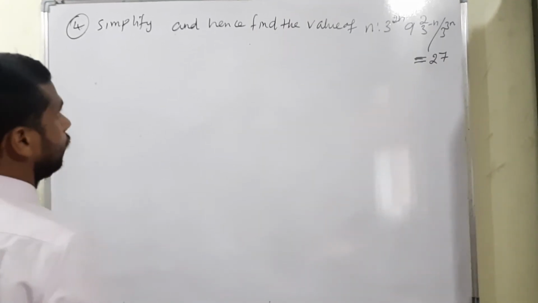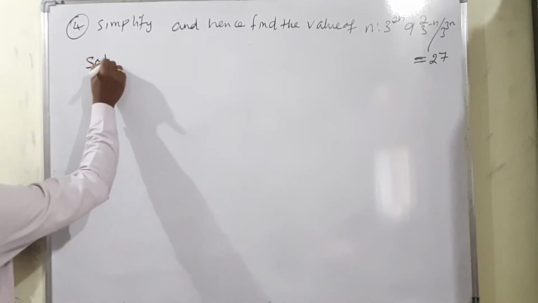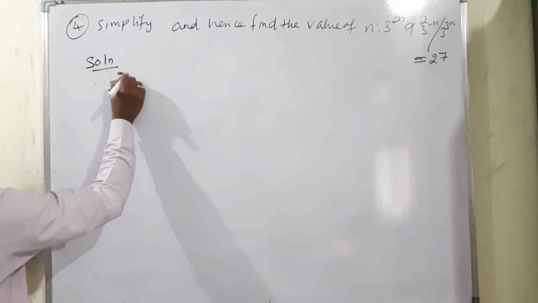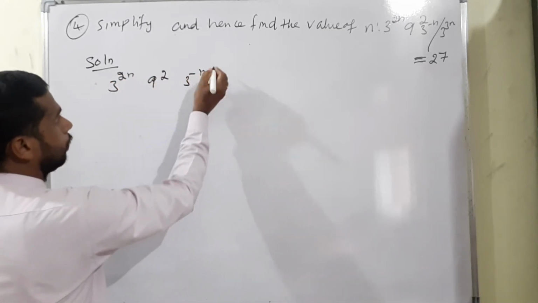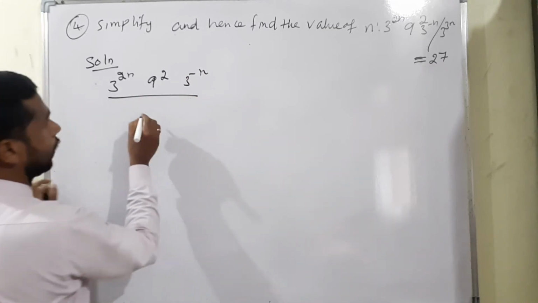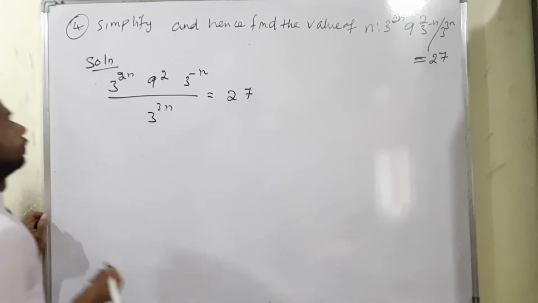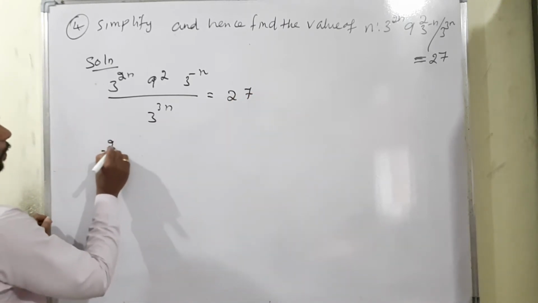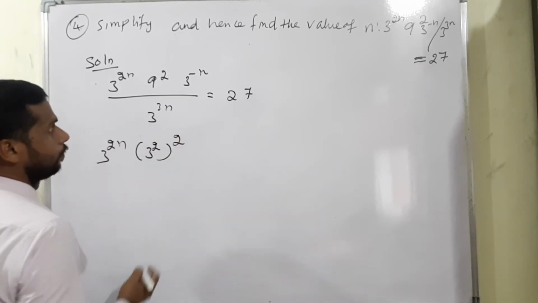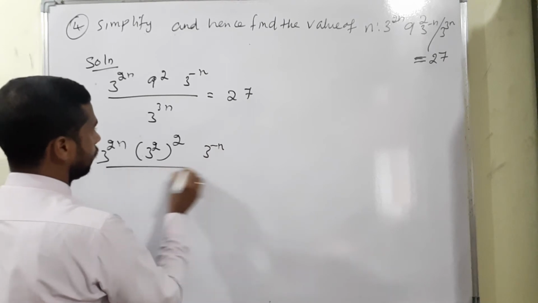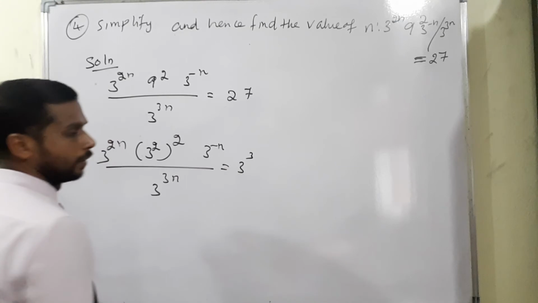Question number 4. Simplify and hence find the value of n. The condition: solution 3 to the power 2n into 9 square, then 3 to the power minus n, the whole term divided by 3 to the power 3n is equal to 27. Now, 3 to the power 2n as it is, 9 we can split now as 3 square, the power of 2, then 3 to the power minus n, the whole term divided by 3 to the power 3n. 27 we can split now as 3 power 3.